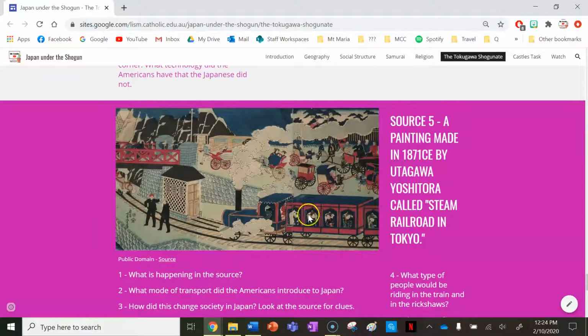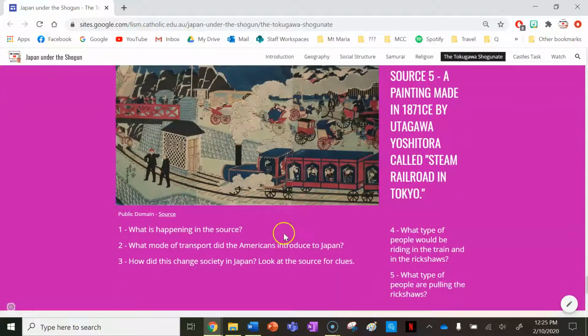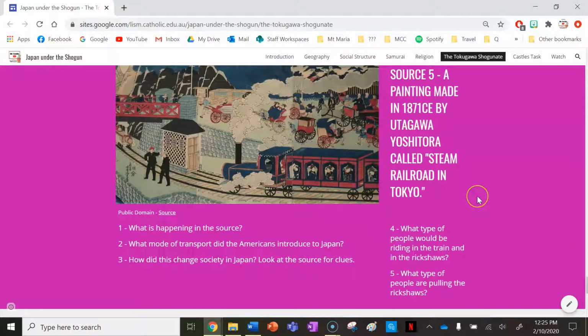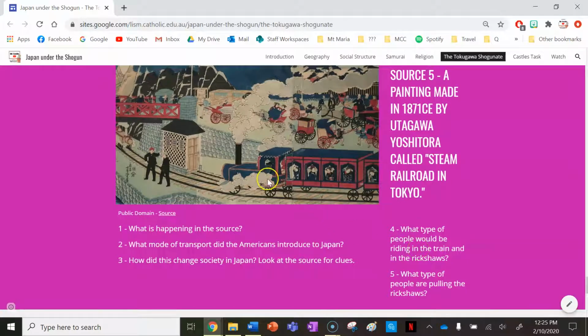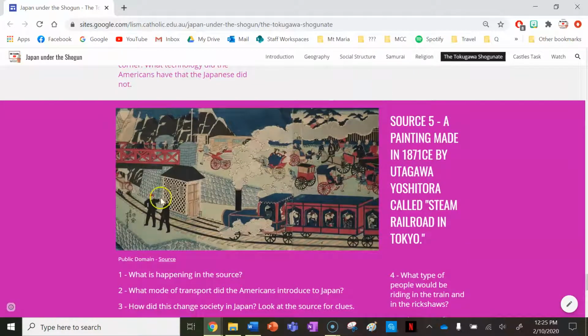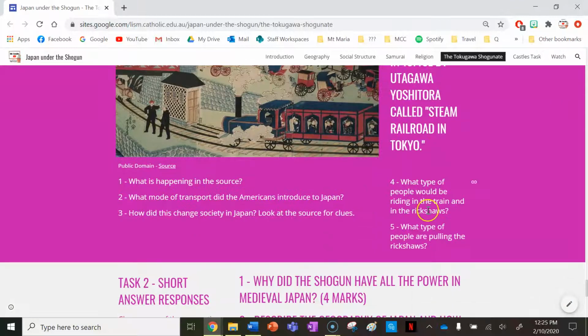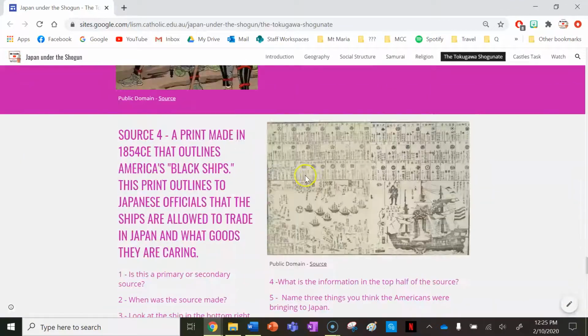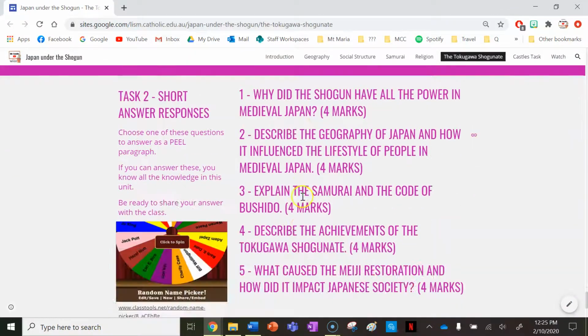You can see there are now people riding in a train compared to people still being carried on a cart in a rickshaw. So what type of people would be riding the train and in the rickshaws? You can use the information from the social structure as well to form your answer for number 4. And number 5, what type of people are pulling the rickshaws? Again, you can use information from the social structure to inspire your answer for number 5. Make sure you answer all those source questions in your book as well.